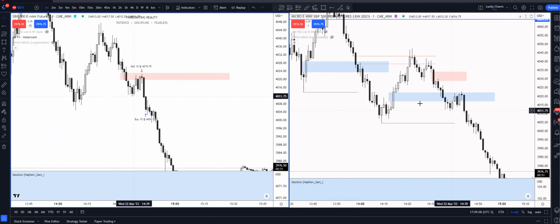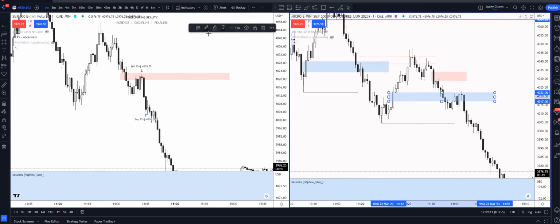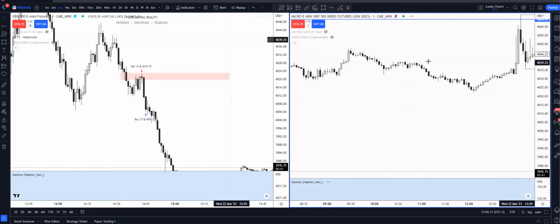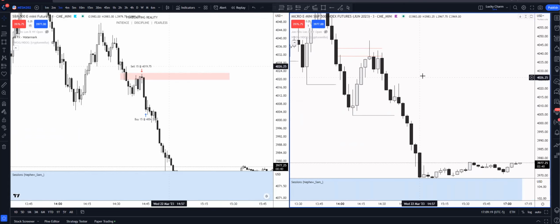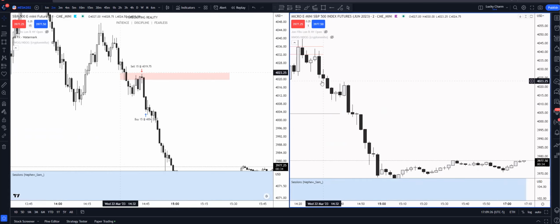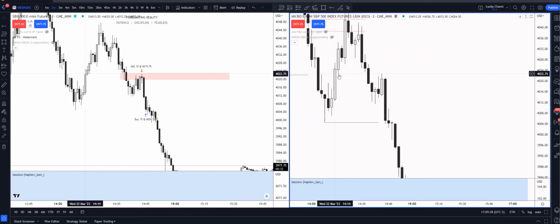So once we broke underneath this BISI here, this now turns into an inversion fair value gap. We move up into that. Look at the body closures. If you monitor the 2 and 3 minute time frame here, there's a SIBI there. You look at the 2 minute. 2 minute was, I believe, the cleanest to me. Balanced price range in here. Move up into there, and then we displace it underneath the sell side.